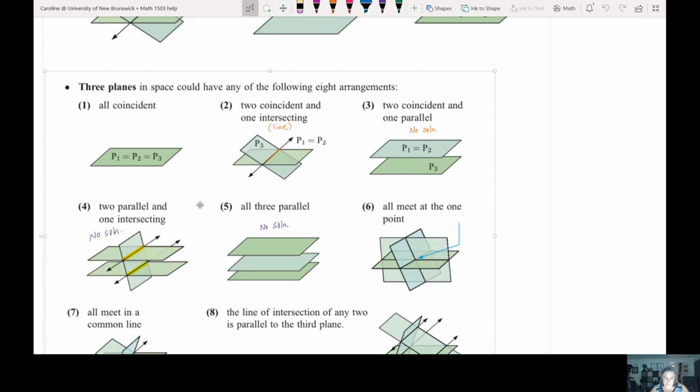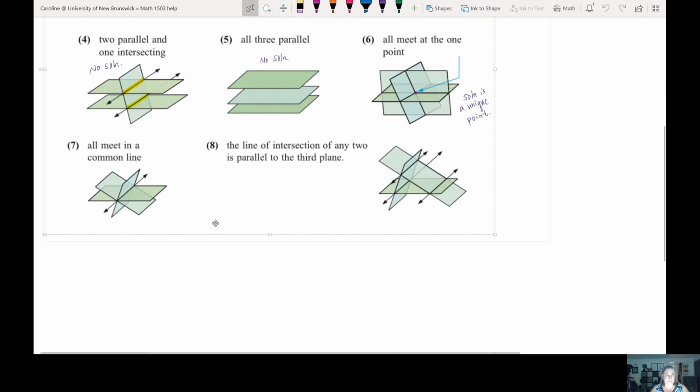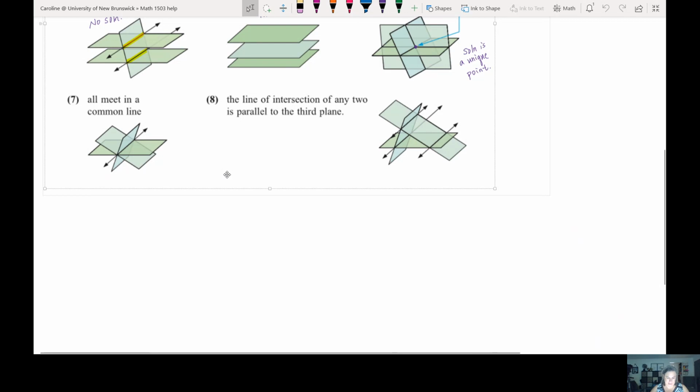All three meet at one point, and that's a little bit harder to see, but here is the point where they all intersect. So that would be the solution is a unique point. So we'd say that is one solution or a point. Then 7, they all meet at a common line. So this could happen where they all meet at a line. So this would be the line is a solution.